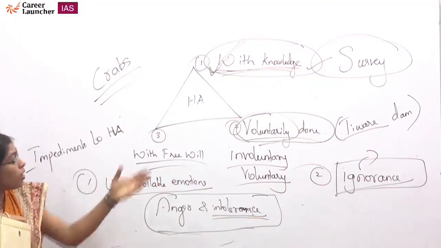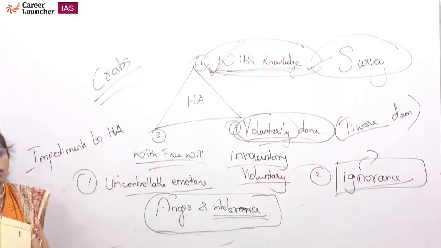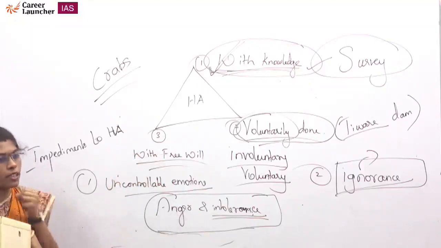So this is how, now you understand, I hope. Voluntarily means it is under your control. You're controlling some action.